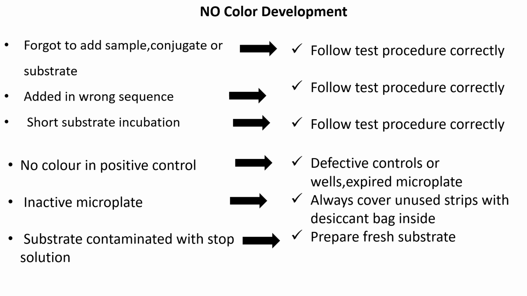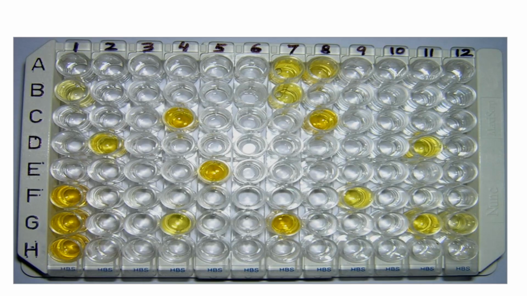If there is no color in the positive control, then either it is a defective control, or the wells or microplate are expired or inactive. Always cover the unused strips with the bag inside; there is a desiccant bag inside. Substrate contaminated with the stop solution: we have to prepare fresh substrate.